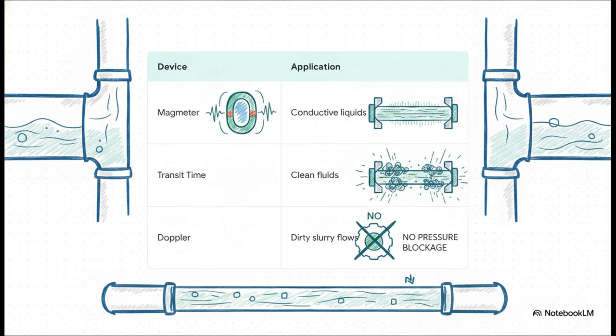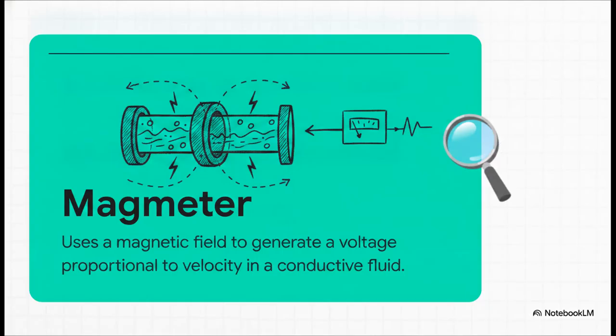The primary players here are magnetic flow meters, usually just called mag meters, and ultrasonic meters. And for ultrasonic, you've got transit time variants for your clean fluids and Doppler variants for your dirty, slurry-type flows. But what unites all of them is their method. They all measure volumetric flow rate without putting any physical obstruction inside the pipeline. Let's zero in on the absolute workhorse of this group, the mag meter.